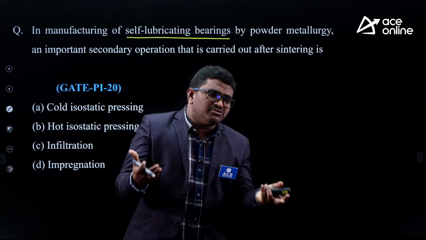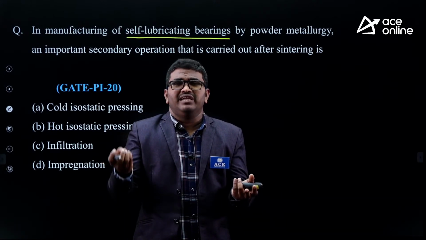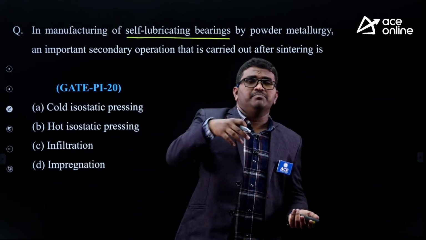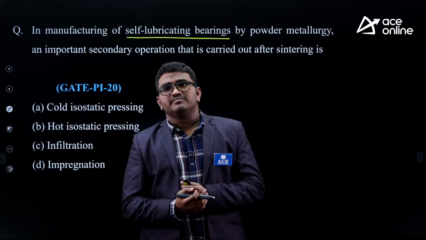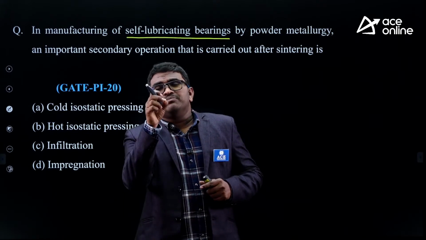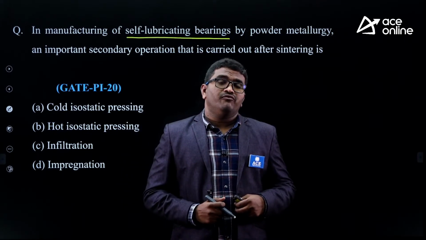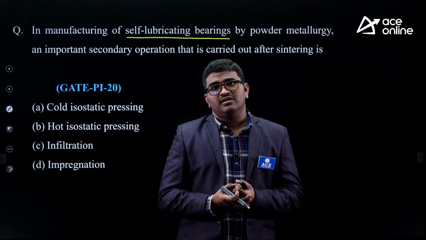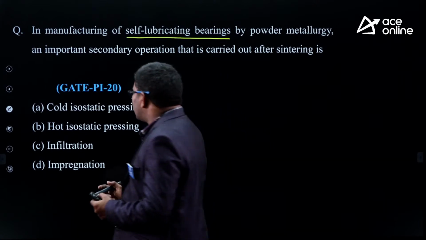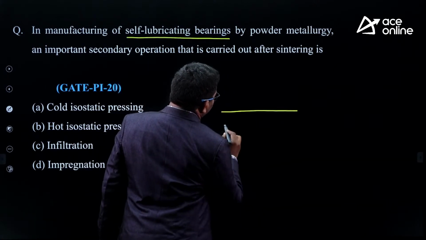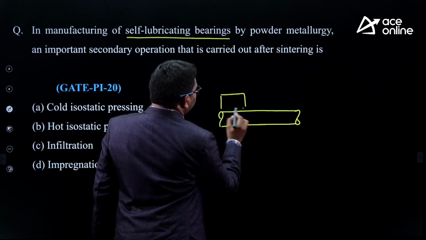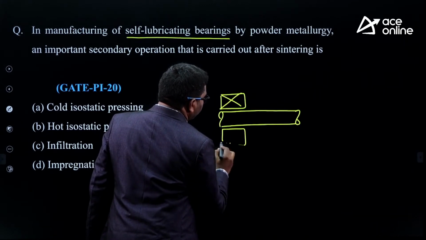Generally, we can also remove this porosity, especially surface porosity, by applying some filler metal, that we can say infiltration. But here we are going to use that porosity by adding lubricants to the pores. Let us consider this is a shaft. This is a bearing.